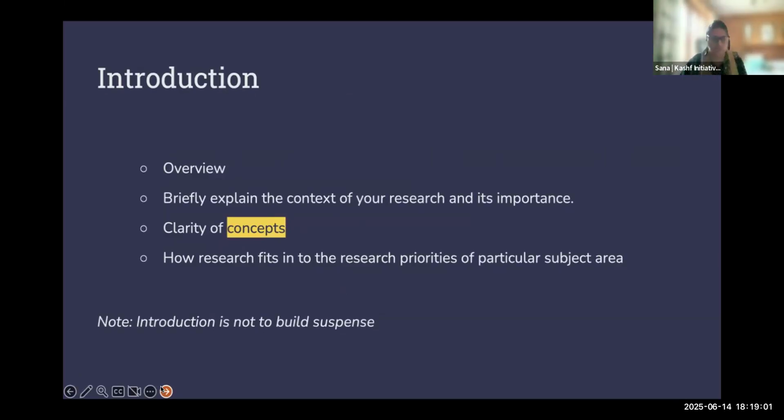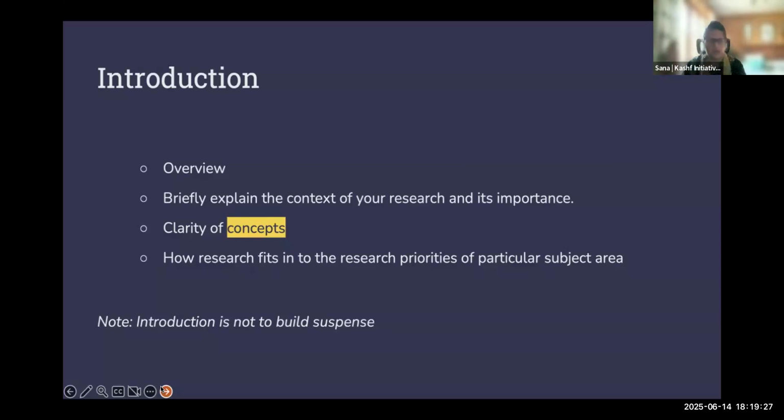Please be mindful that the introduction is not to build suspense. We are not writing a crime thriller. We're not writing a thriller screenplay. We have to make things easier. Basically, this is the first step to any writing. Think about the reader first. Make things easy for the reader. Don't leave room for unnecessary interpretations. Don't build suspense. Keep it very clear, concise. Tell it in the first go itself.